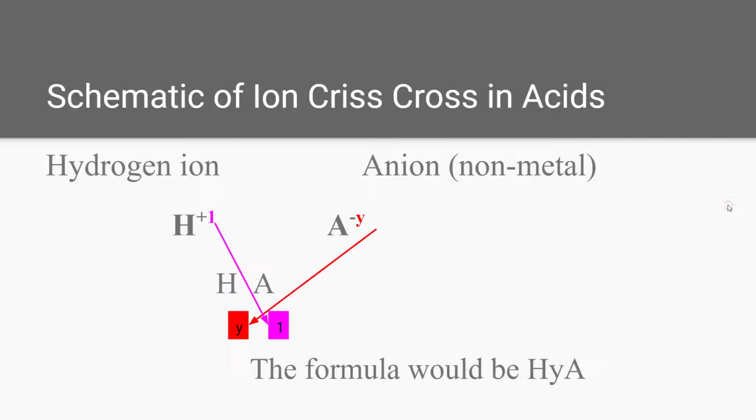and do the crisscross. So if you were looking at the formula writing for an acid, in cross-section here, you would have the hydrogen ion that's involved in the acid, and for the case of a binary acid, a single non-metal anion. Depicted here, H has a +1 charge, and the single element anion has a -Y charge. If you crisscross the charges, then the formula would be HYA, where Y is the charge of the anion A.